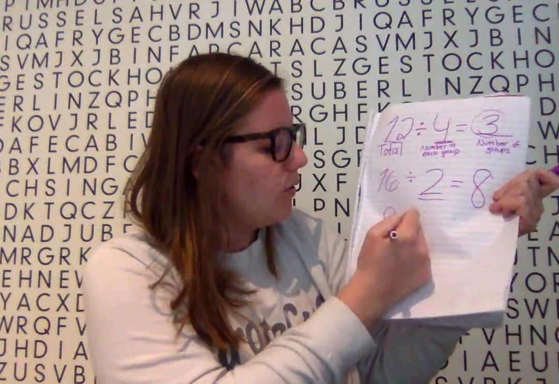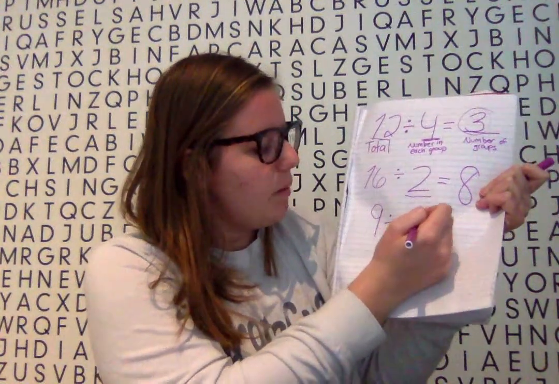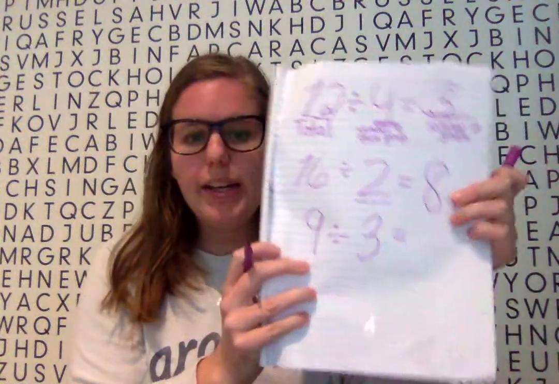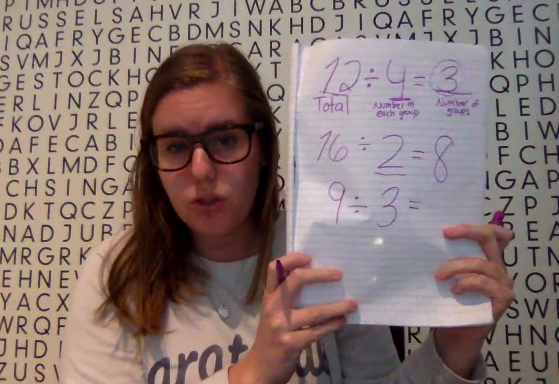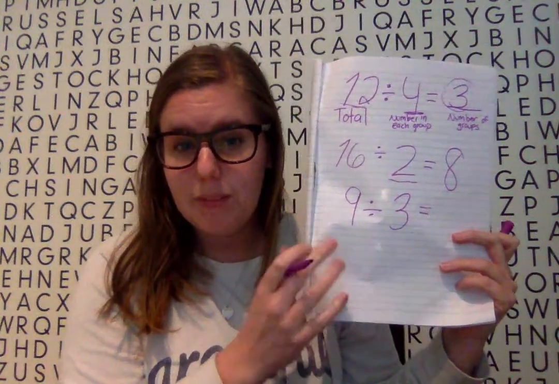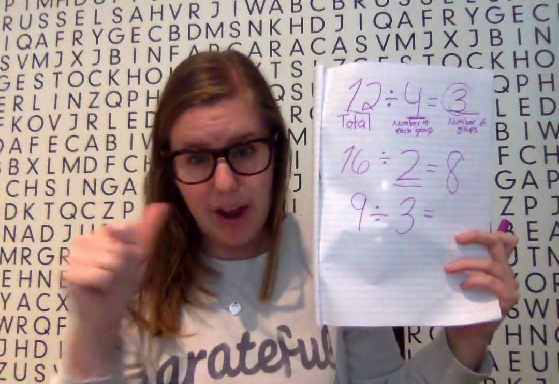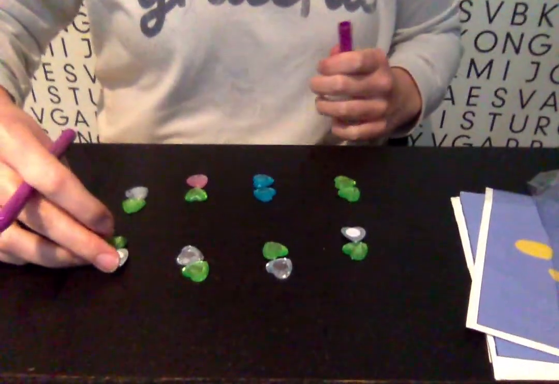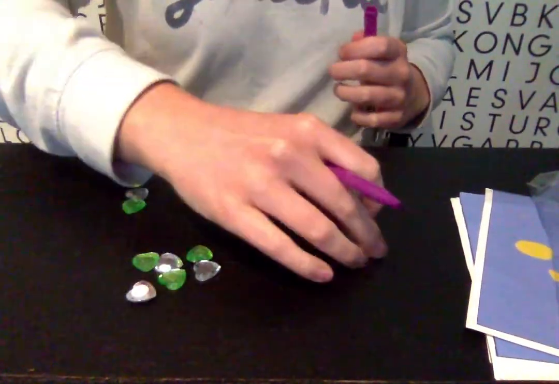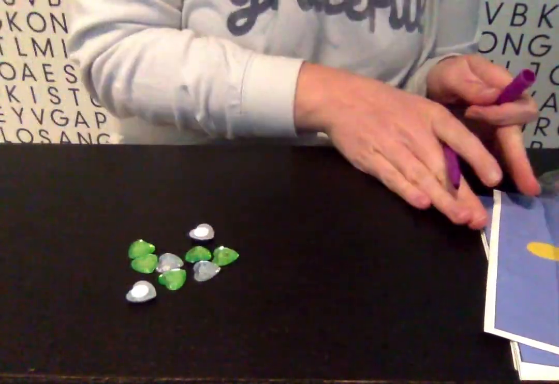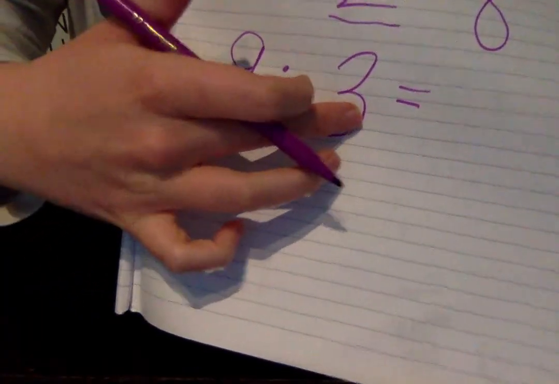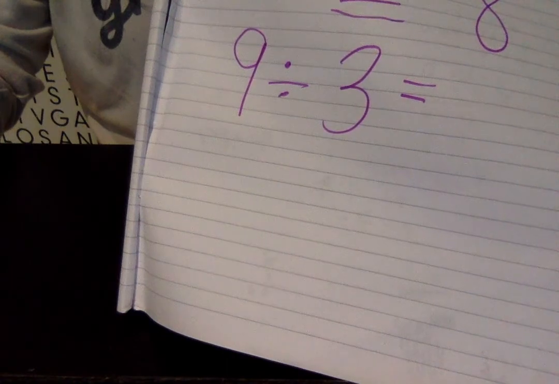This time we're going to do 9 divided by 3. So I need to know first, how many gems should I start with? If you said 9, you're absolutely right. Great job. So the first thing we're going to do is count out 9. So we have 2, 4, 6, 8, 9. Super. So I had 9 divided by 3. So how many need to go in each group?